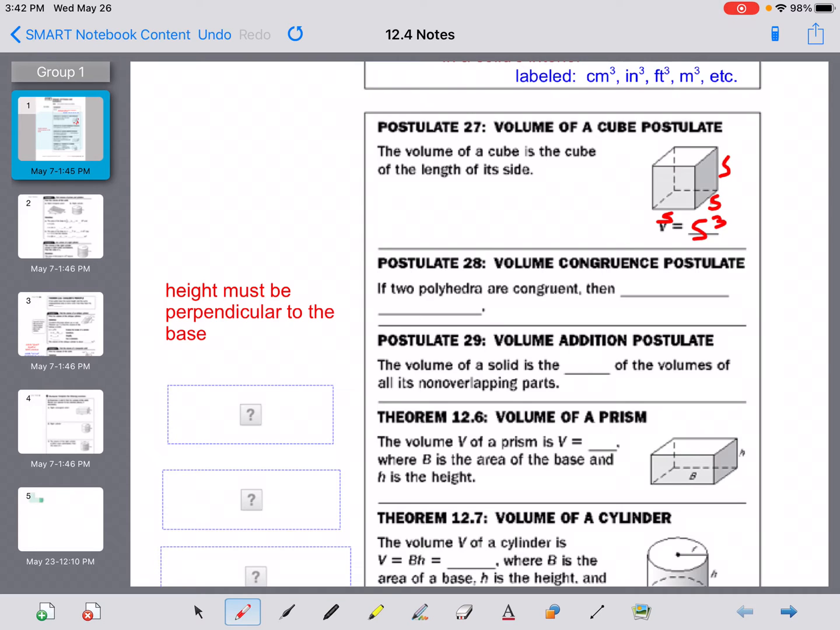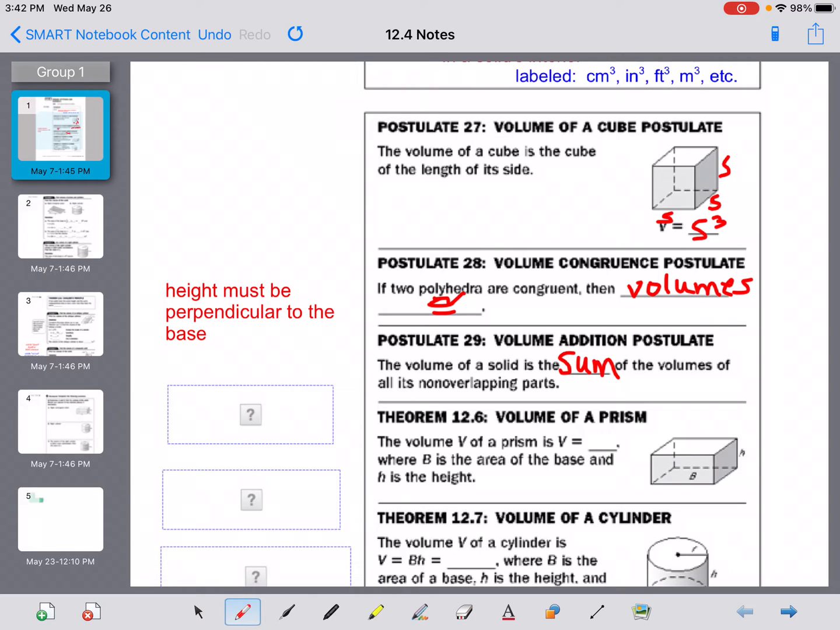Volume congruence postulate said if two polyhedra are congruent, they're the exact same shape, they're the exact same size, then the volumes will also be congruent. All right, the volume addition postulate says the volume of a solid is the sum of the volumes of the non-overlapping parts. And that's similar to when we added areas together, we're going to add volumes together.